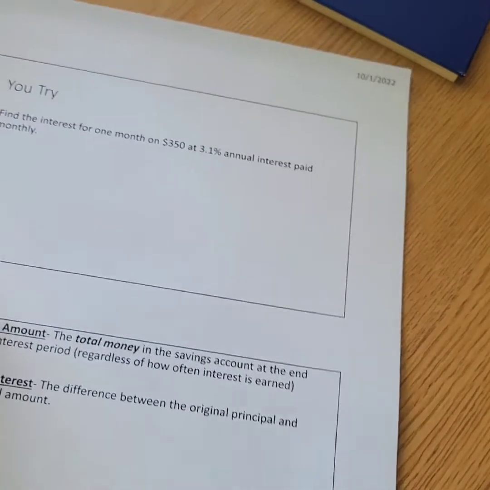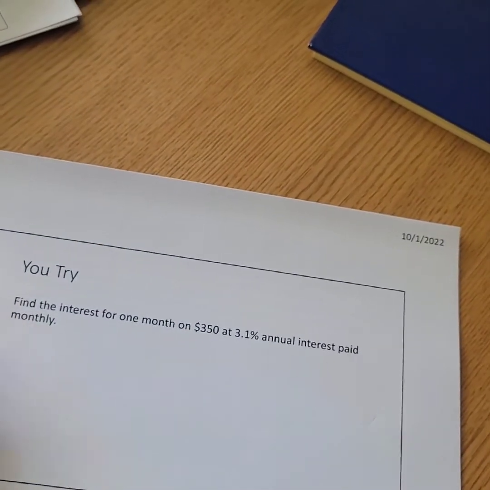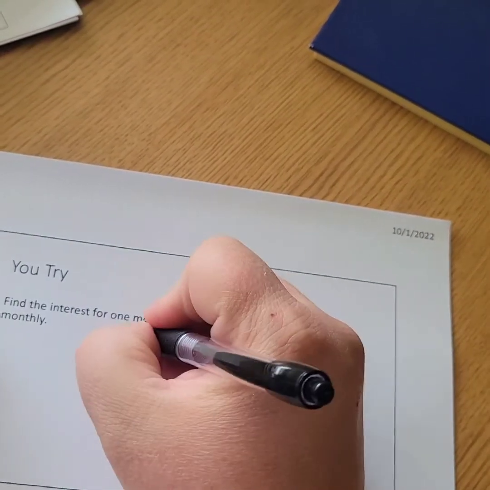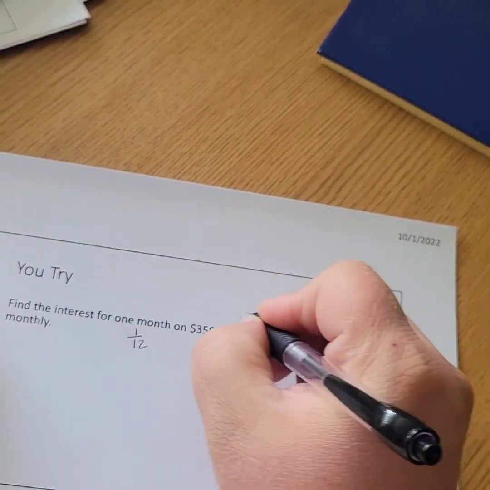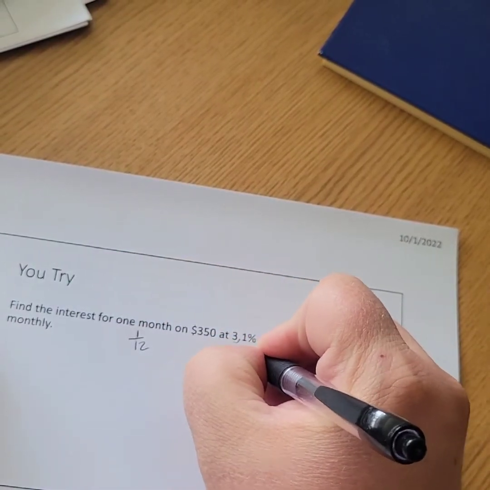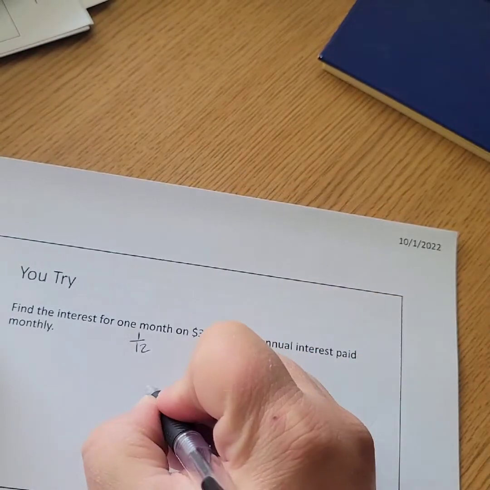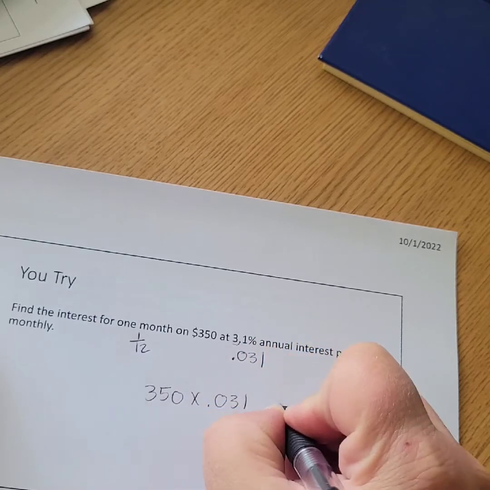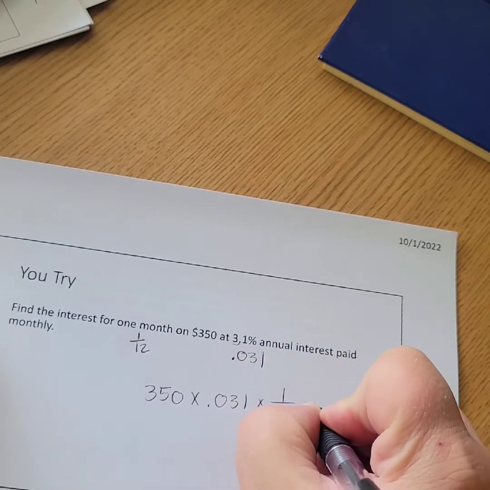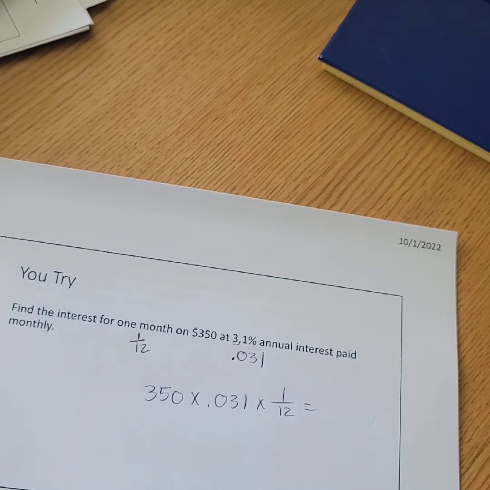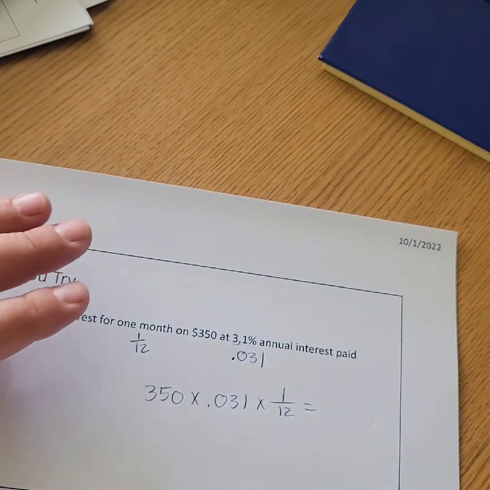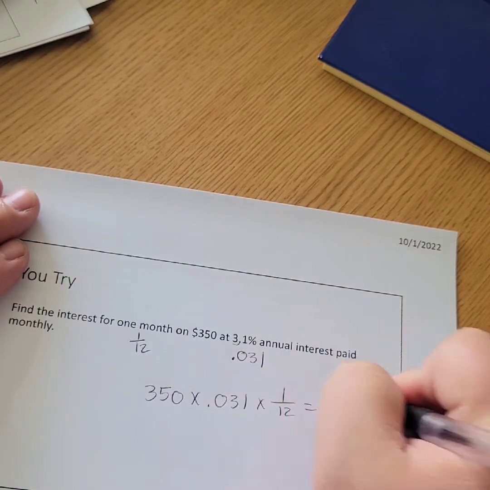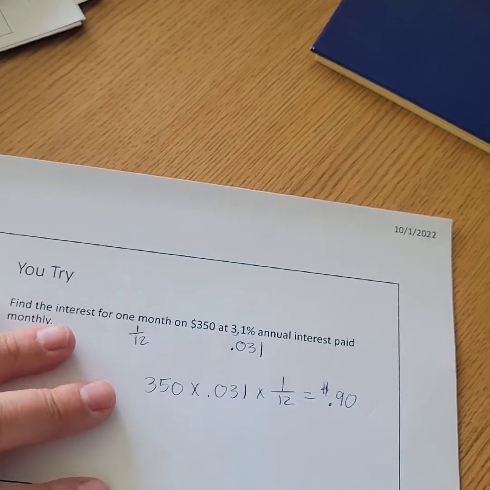All right. So then if you would like to try one, okay. So for 1 month, it's going to be 1 over 12. Your percent moved back is going to be 0.031. So then you'll just take the 350 times 0.031 times 1/12 equals a whopping 90 cents. Woohoo!